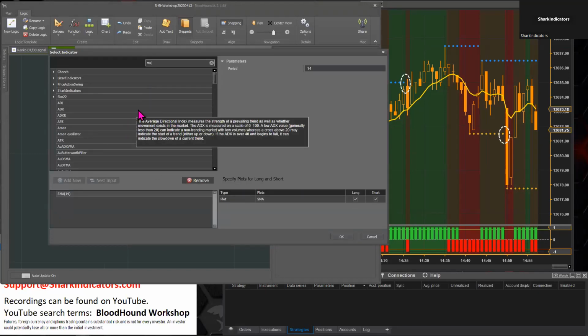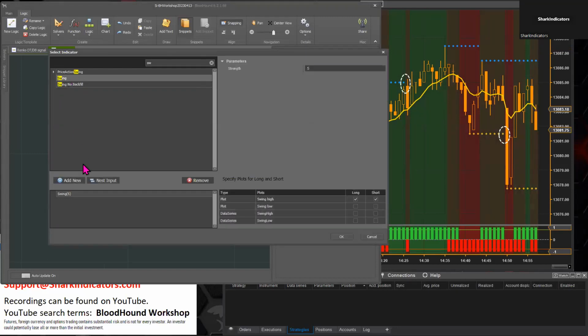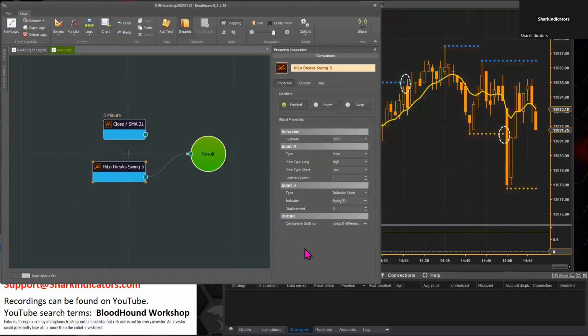So let's search for SW. There's our swing indicator. And we'll leave the strength at 5. And now we need to pick the appropriate plots here. So we're using the swing high for a long breakout and the swing low for a short break. And there we go. And you notice there's no signals yet.